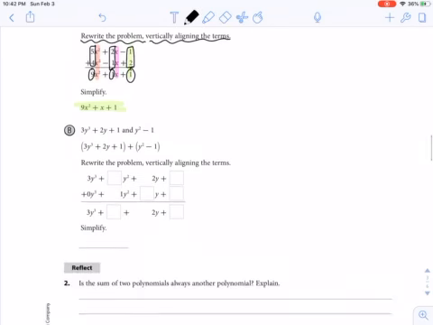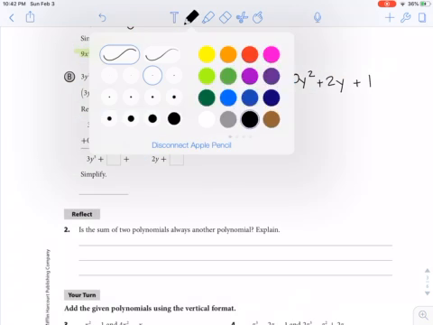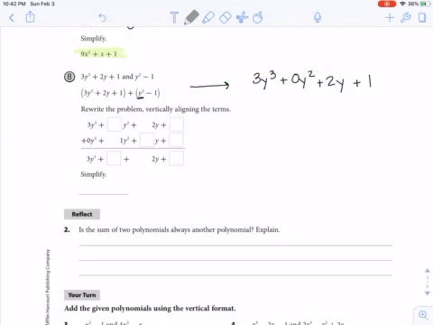Okay? So now I want you guys to go ahead and do B with me. I'm actually going to go off to the side over here, and I'm going to rewrite that. And so I have 3y cubed plus, I have a y squared here, but I don't here, so I'm going to use my placeholder, 0y squared, plus 2y plus 1. Then I'm going to write my second polynomial, and I'm going to say, well, I don't have a y cubed, so I have 0y cubed plus 1y squared plus 0y minus 1.